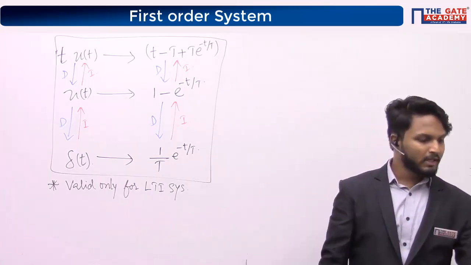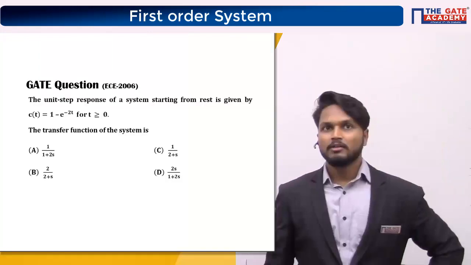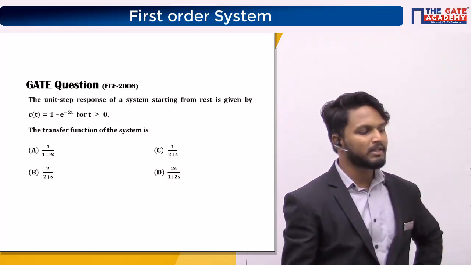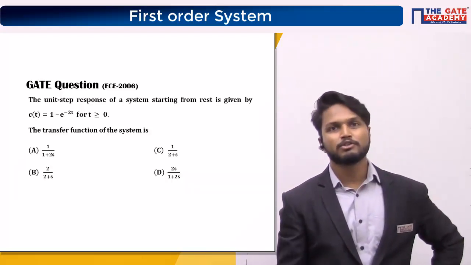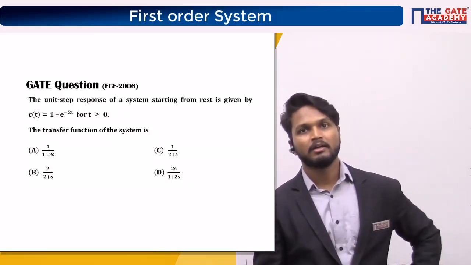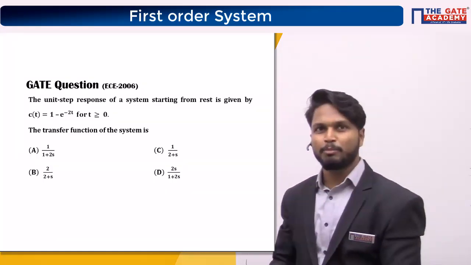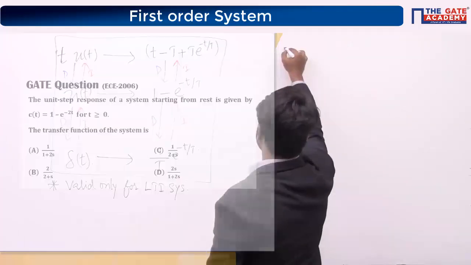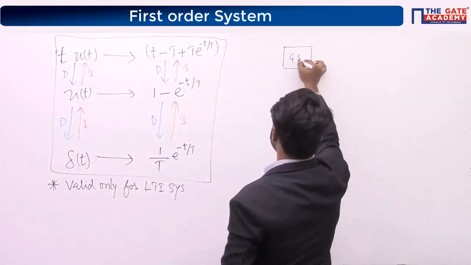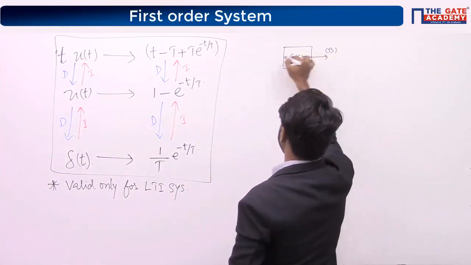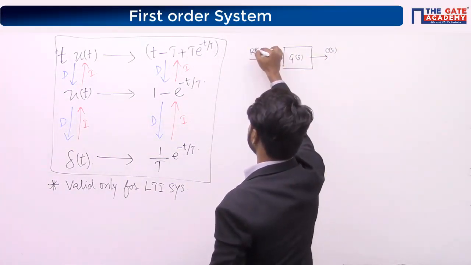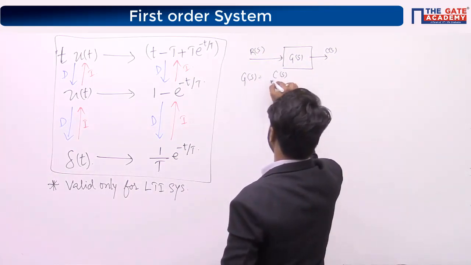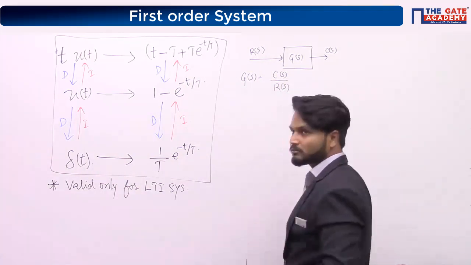Let us look at some questions based on this. The unit step response of a system starting from rest is given by c of t is equal to 1 minus e power minus 2t. The transfer function of the system is? Going by the general conventional procedure, this is G of s, C of s is its output and R of s is its input. Therefore, G of s is equal to C of s upon R of s.